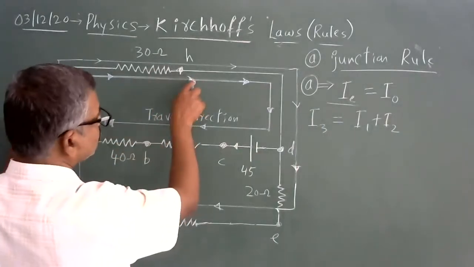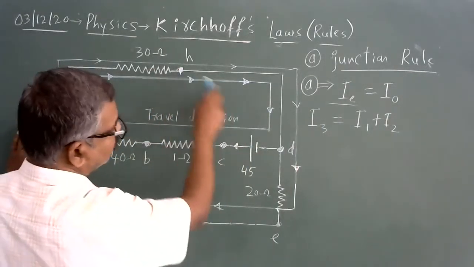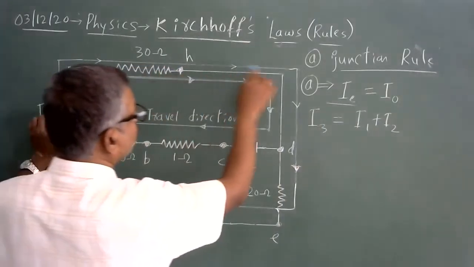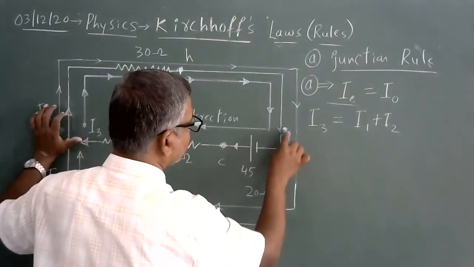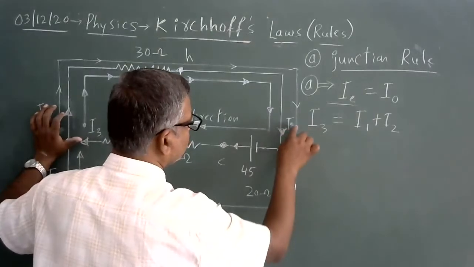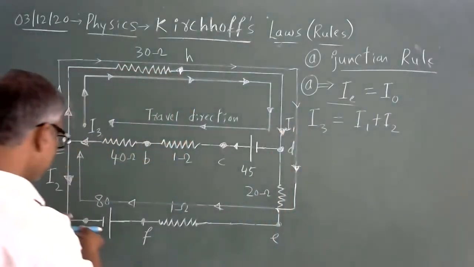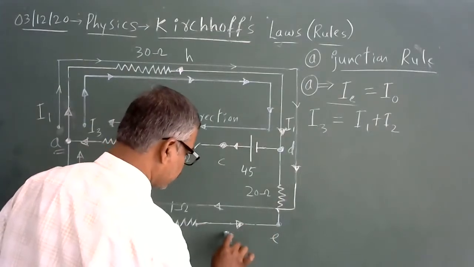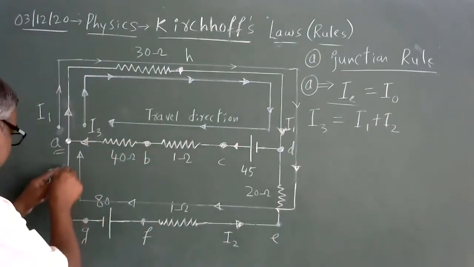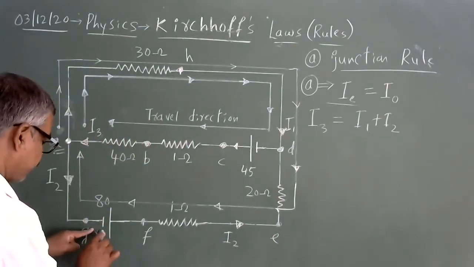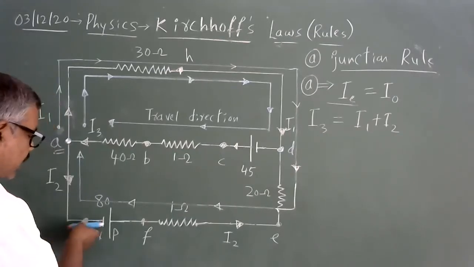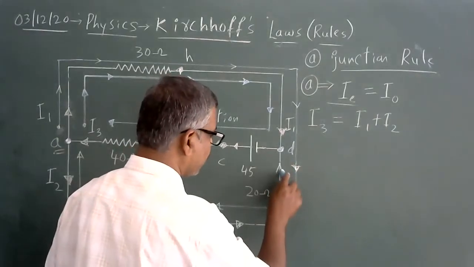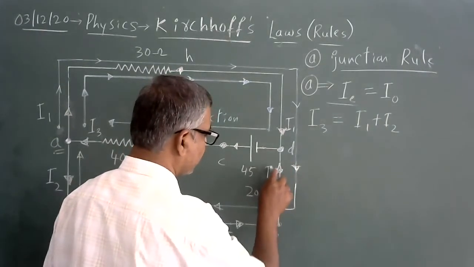Now, similarly, H is not a junction. H is just a point here, not a junction. D is a junction. Now, look at this. This current I1 flows through the 30 ohm and enters here. The amount of current entering here is I1. Now, this current I2 moves in this path. It enters from the N terminal and goes to the P terminal. It is called the N electrode, negative electrode, and the positive electrode. I2 is a current that enters here.